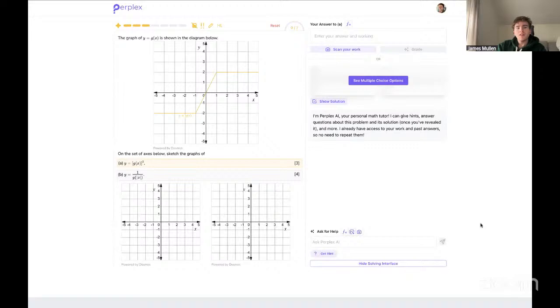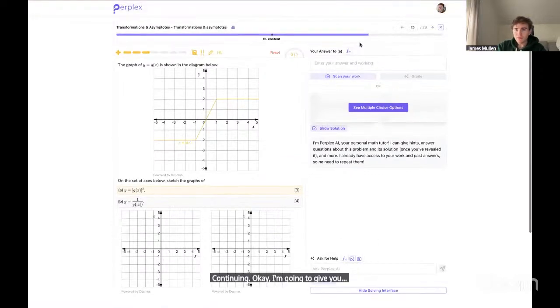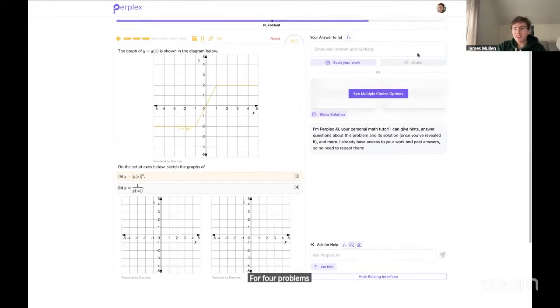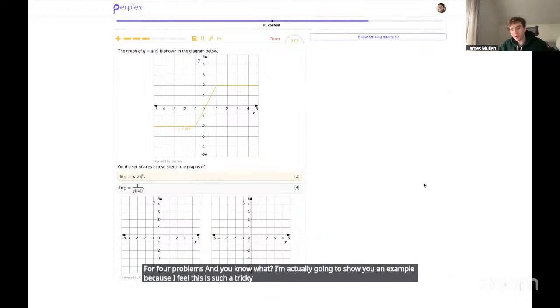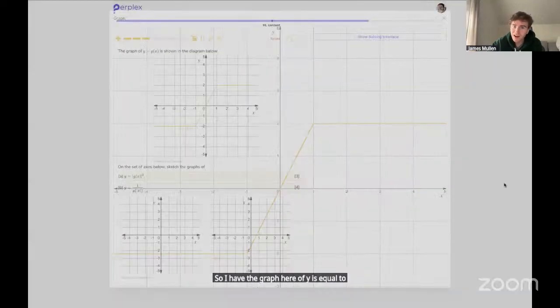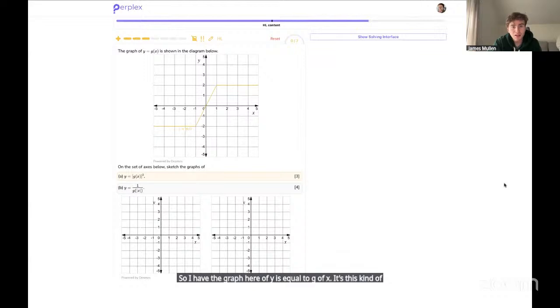Continuing. Okay, I'm going to give you... how much time do I have? For 4 problems. You know what? I'm actually going to show you an example because I feel this is such a tricky topic that people are just going to want to see an example anyways. So I have the graph here of y equals g(x). It's this kind of piecewise function.